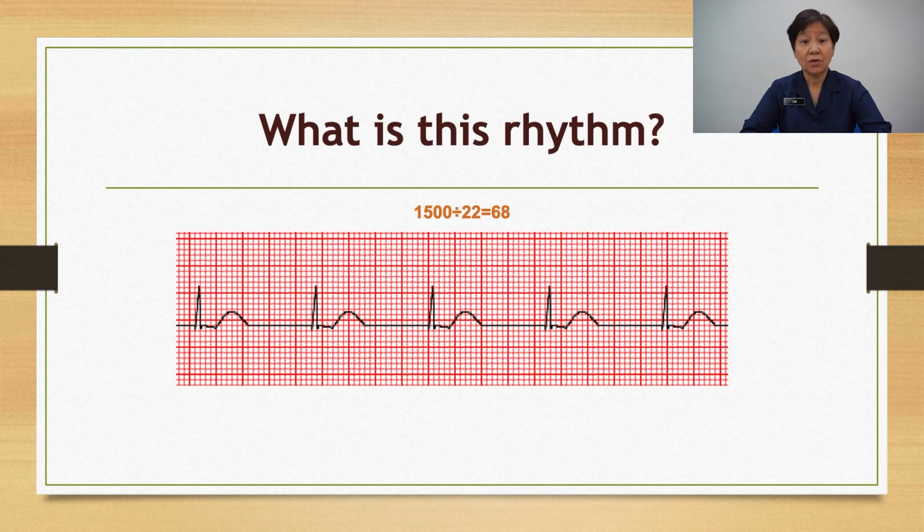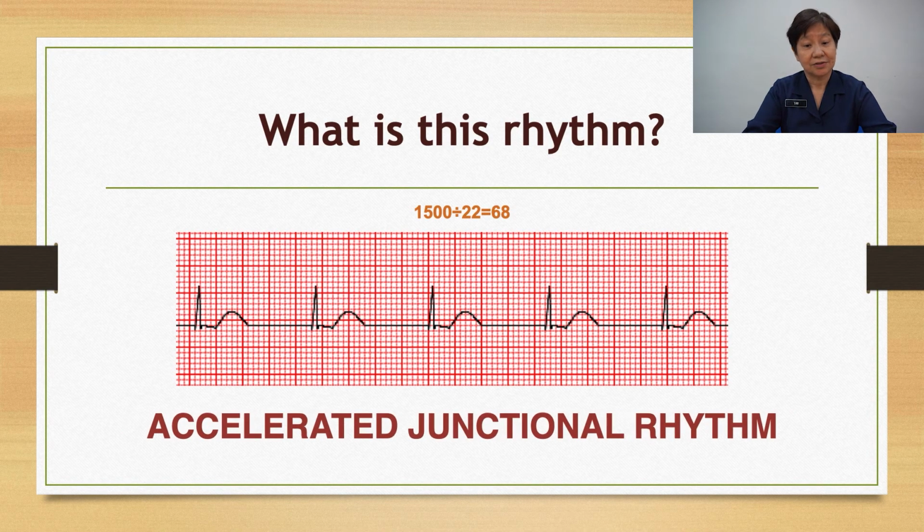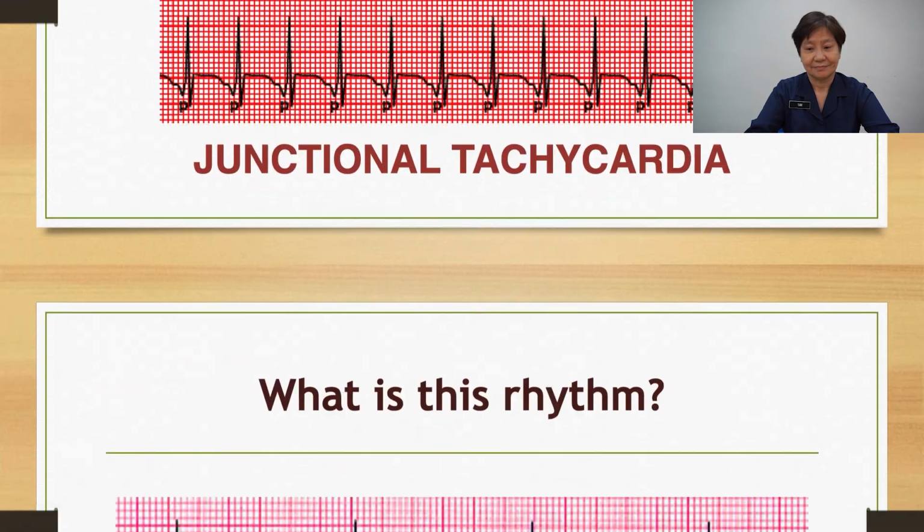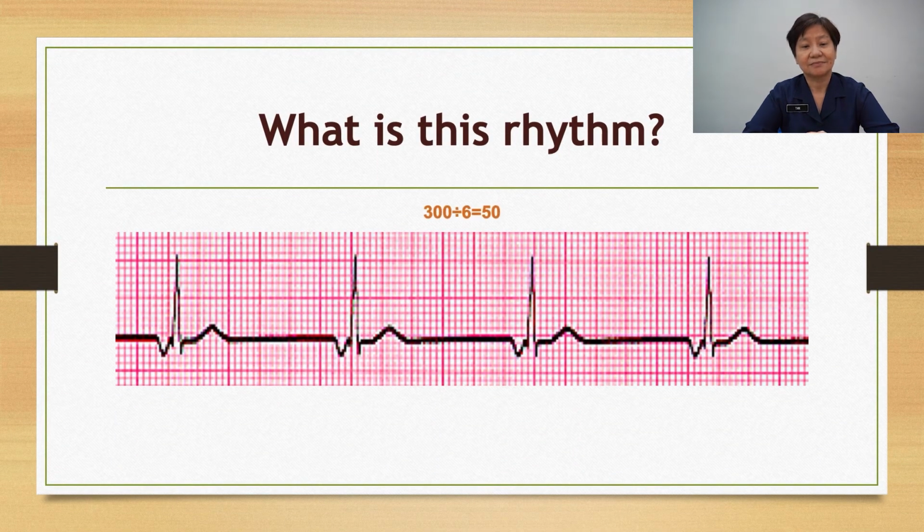Now let us look at this rhythm. What is this rhythm? Accelerated junctional rhythm, right? Okay, next, let us look at this. Junctional tachycardia, right? Next, can you see the P wave in front of the QRS? Of course, yes, it's inverted, but the rate is only 50 beats per minute. So therefore, we call this junctional rhythm.